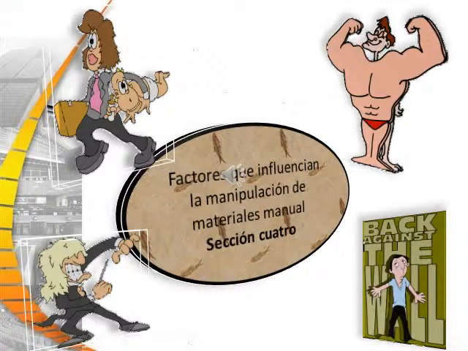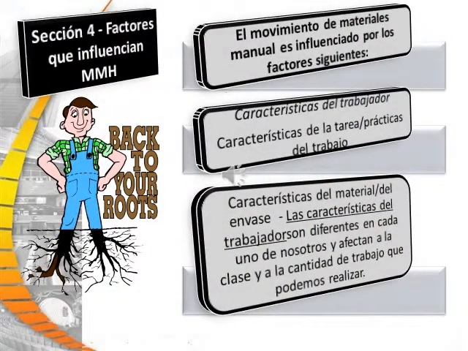Factors that influence manual material handling. Section 4. Manual material handling is influenced by the following factors: worker characteristics, task characteristics/worker practices, and material/container characteristics. Worker characteristics are different in each of us and affect the kind and amount of work that we can perform.